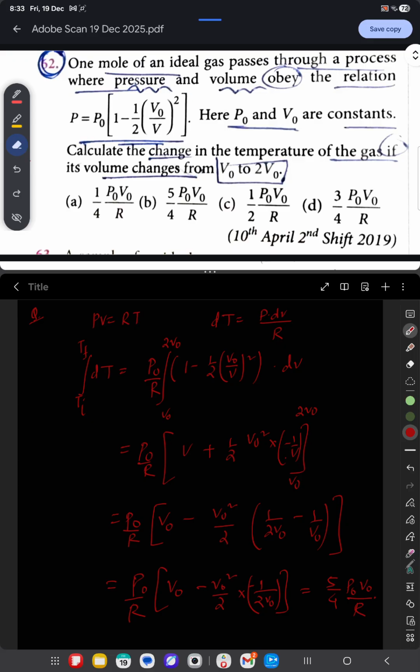Here you need to do integration because the pressure and volume are continuously changing. Pressure is a function of volume, so pressure is not constant throughout. If pressure would have been constant throughout, then you may just apply T is equal to PV by R. But as the pressure is continuously changing as a function of volume, that's why you need to make an integration.